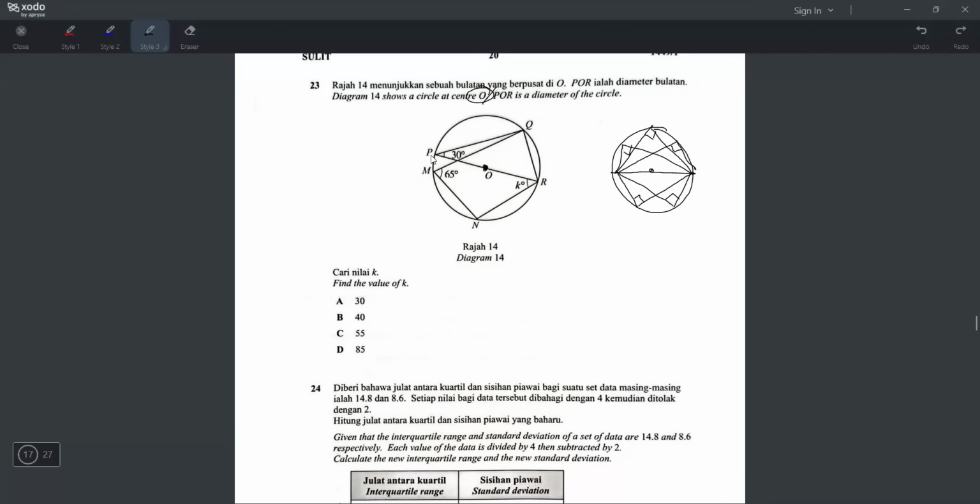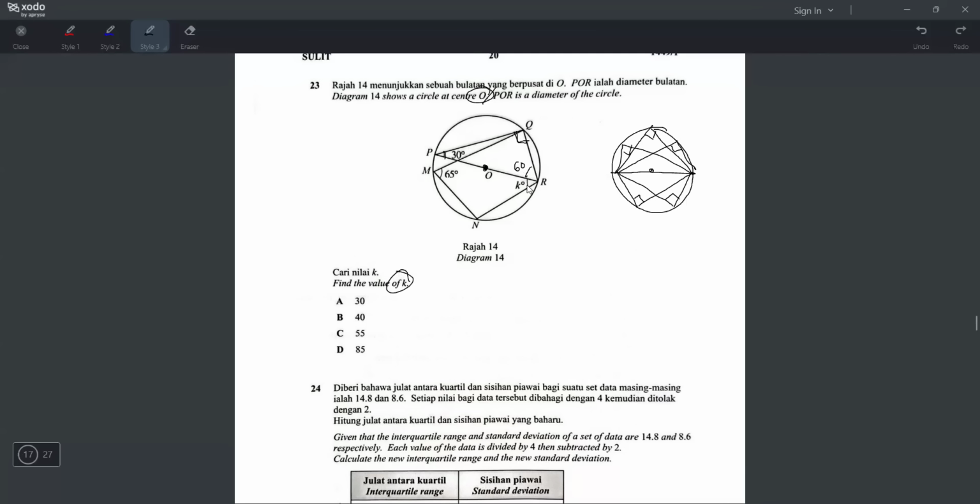So tell me, if POR is diameter, dekat mana 90? Sini kan? But the 90 is including here also. Dia including this small part. Ya, termasuk sudut kecil ni. Yeah, the 90 is the total. Alright, and if this is 90, this is 30, can I find this? Yes, 60. Because this is a triangle. So the sudut mesti 180. So 180 tolak 90 tolak 30 dapat 60.